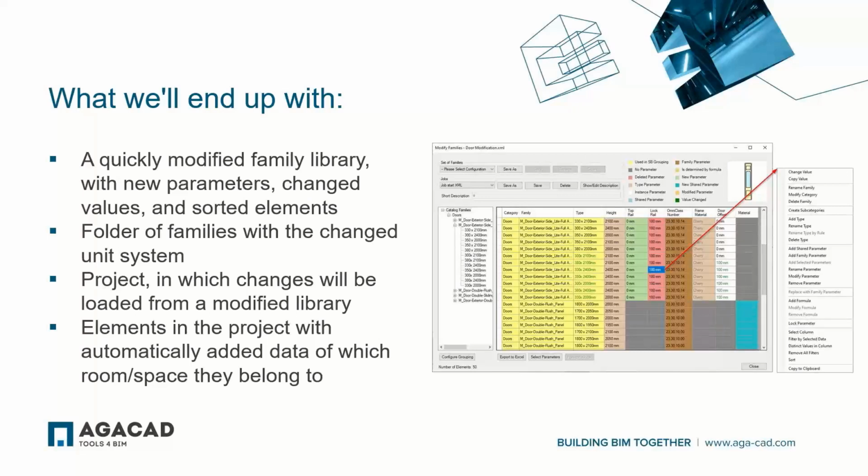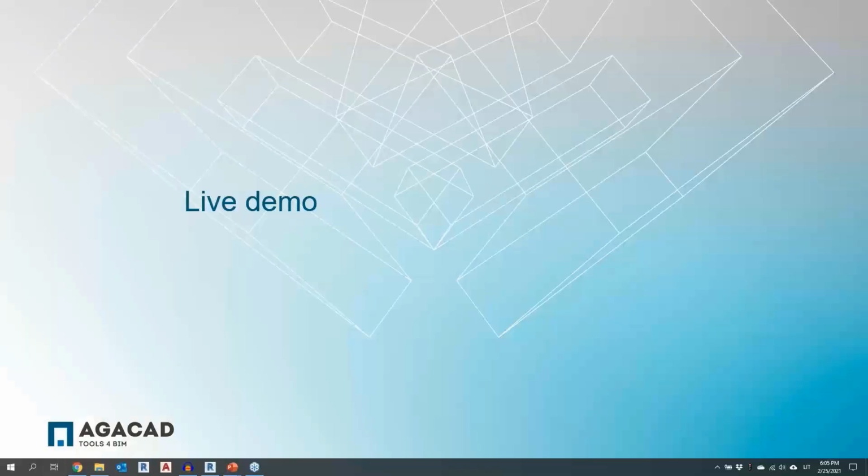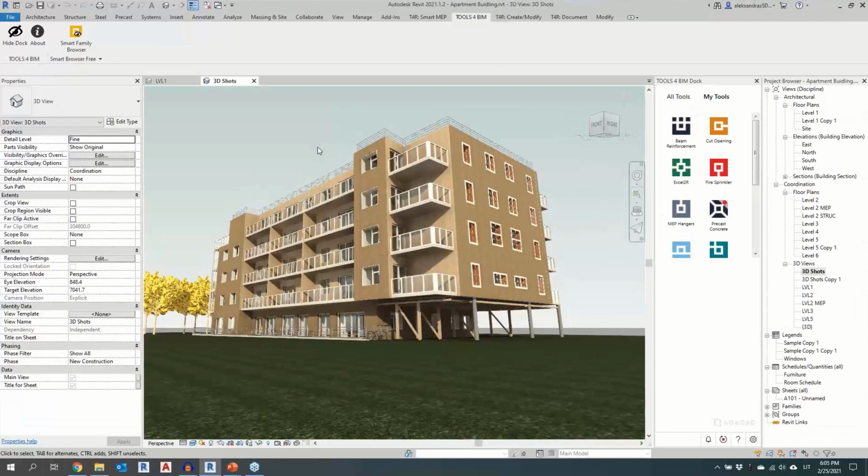Some elements in that library will be modified. Those modifications will be loaded into project. For some families, units will be changed. And as well as that, we will add some additional information to the families which are elements which are already present in the model. Very useful information about, for example, furniture, to which room that furniture belongs to. With our tools, that's possible to extract that information. And with that, let's go to the live demonstration.